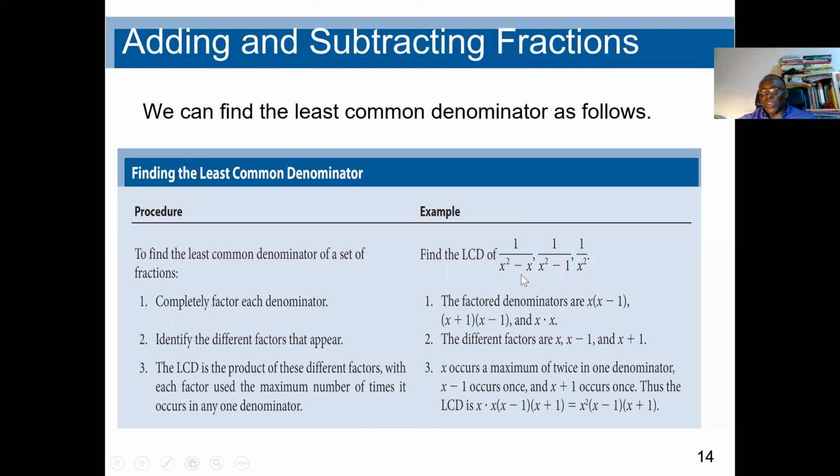So first we factorize the first term, we get s times s minus 1. The second one is a difference of two squares, so we get s plus 1 and s minus 1. And the last one will be s times s. Then we find the common and different factors.